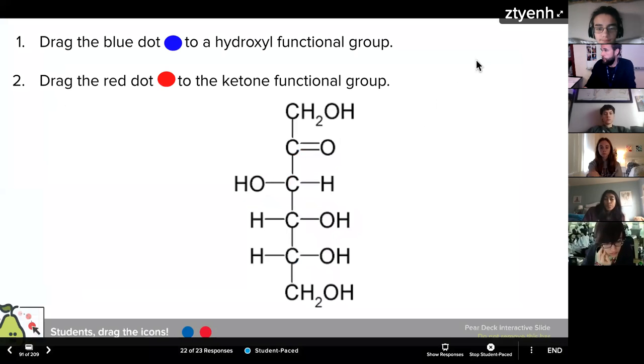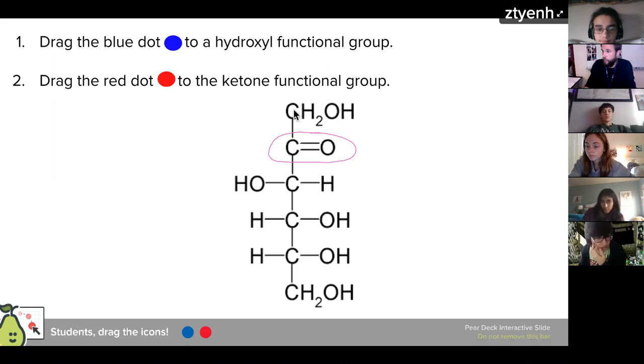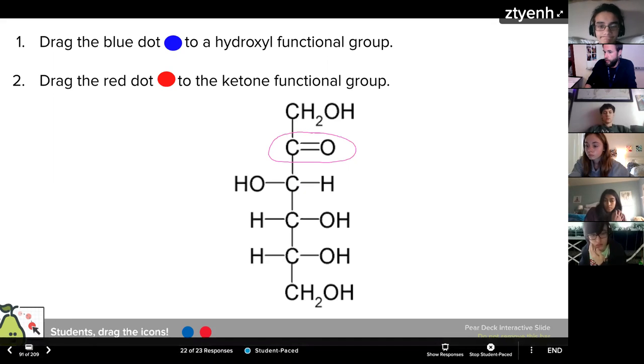So the ketone functional group is sitting right here. It's still a C double bond O, so that's why it's a carbonyl functional group. But rather than being attached to a carbon and then a hydrogen atom, the ketone functional group can often sit in the middle of two carbon atoms. In this case, it's attached to two other carbon atoms. So well done there. And I think there's just one more.